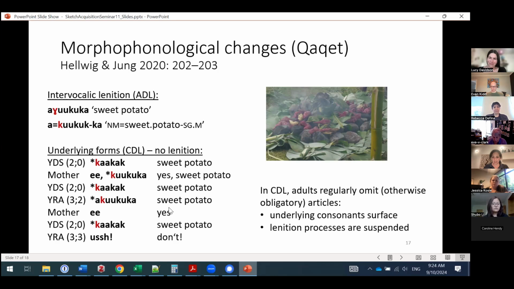Yeah. And interestingly, I like this example where this 3-year-old says it with the article but doesn't learn it.